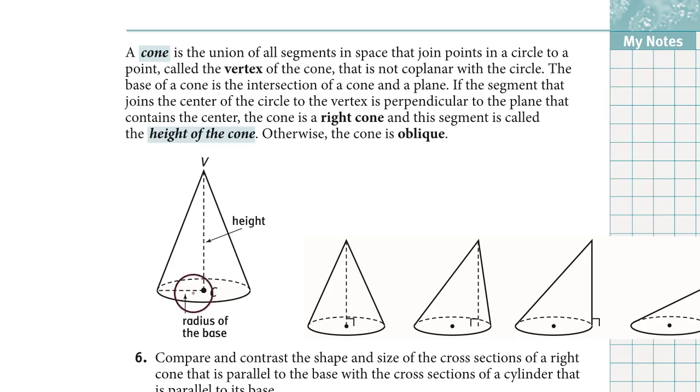Like a cylinder, the circular base of a cone has a radius, the distance from the center out to the edge. And like a cylinder, a cone has a height, which is the distance from the base up to the vertex. Notice that in a right cone, the radius and height are perpendicular to each other. That creates a right triangle shape, which is useful because if we ever need to know the length of the diagonal side of a cone, we could use the Pythagorean theorem.